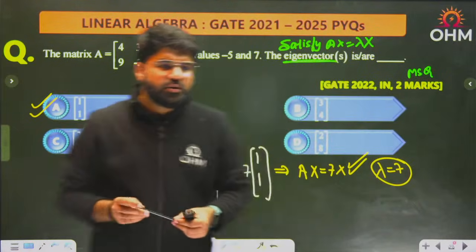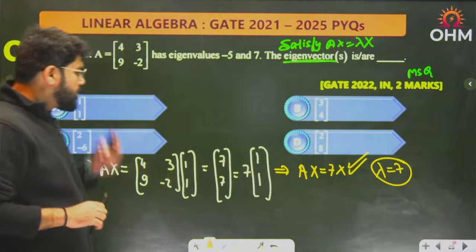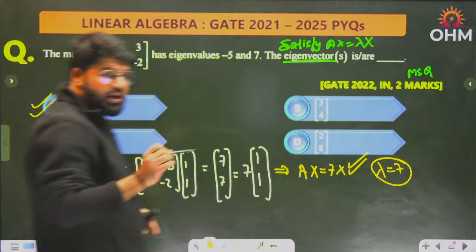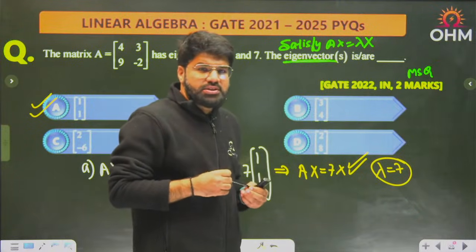Okay, let's check it out. AX equal to 7x is what option A is telling. Some of you are saying A and C, two options correct. Okay, let us check it.